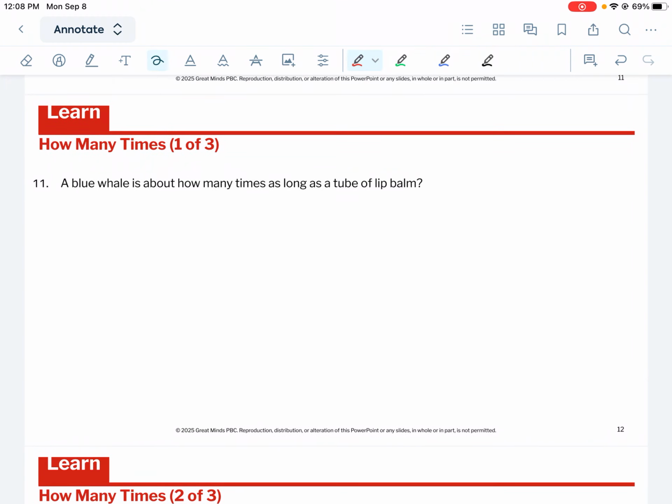If you can remember, back for topic A, make sure you annotate when you see how many times. That means you're going to divide. That's giving you the operation right there. Anytime you see that, write divide.